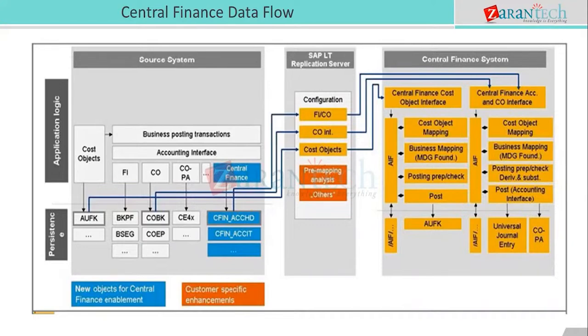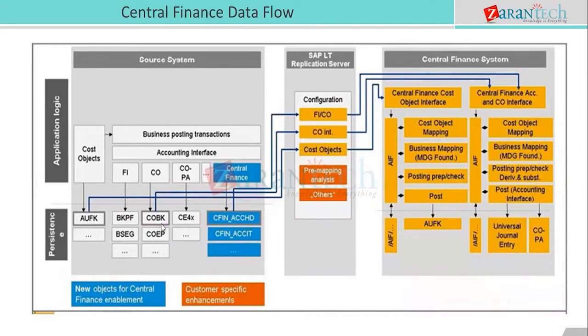Whichever cost objects I'm going to be talking about, it is not only cost centers or profit centers. I told you that the sales order, purchase order, WBS, these are all going to be called cost objects. These cost objects are going to read the data from the table called AUFK. Please make a note: all the cost objects will read the data from the AUFK, all the FICO documents will read the data from the CFIN underscore SD, and all the CO internal postings will read the data from the CO BK.